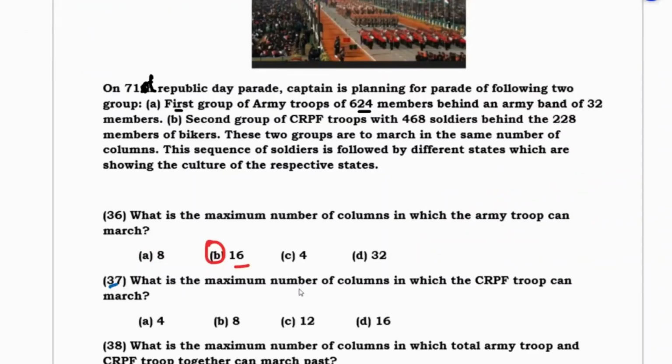37th question, what is the maximum number of columns in which the CRPF troop can march? To find the maximum number of columns, we have to take the HCF of 468 and 228. The HCF of 468 and 228 is 12. Correct option for the 37th question is C.